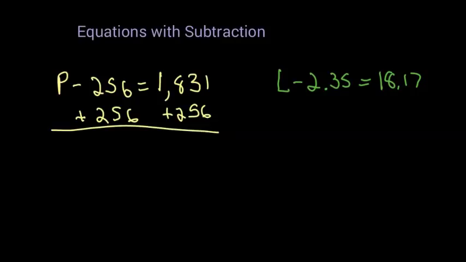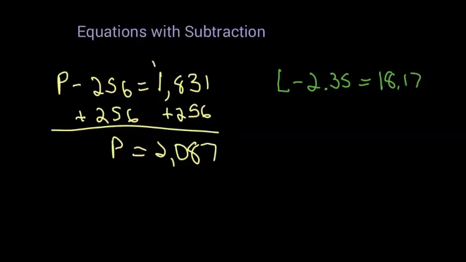So minus 256 plus 256 gives us 0, so we have just p on the left, and on the right we have to add. So 1 plus 6 is 7, 5 plus 3 is 8, 8 plus 2 is 10, carry my 1, 1 plus 1 is 2. So p equals 2,087.